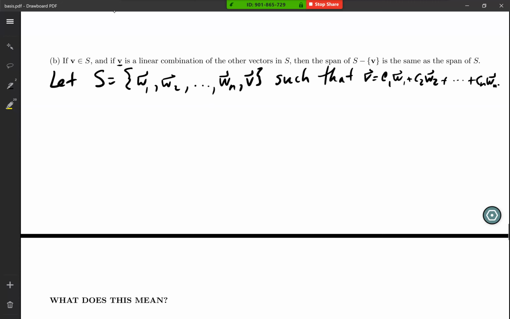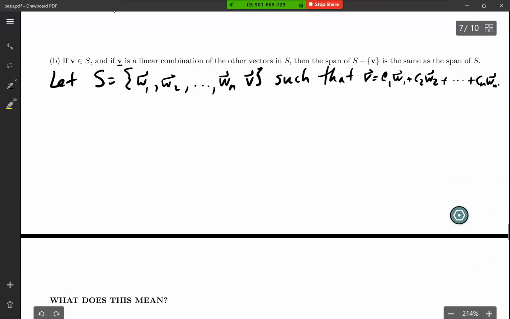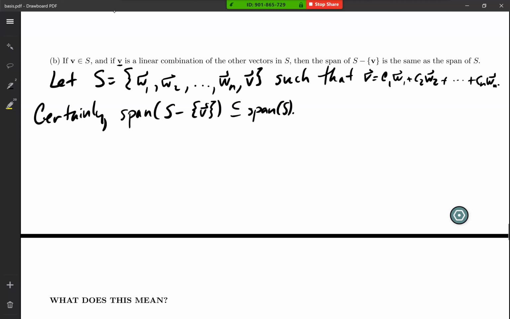So anything in the span of S minus V is already in the span of S automatically. You could think about just using 0 as the constant that I'm multiplying by V, eliminating this vector, and then it's just linear combinations of the W1 out to Wn. So I certainly have containment one way: the span of S minus V is contained in the span of S, without a doubt. We want to show containment the other way.